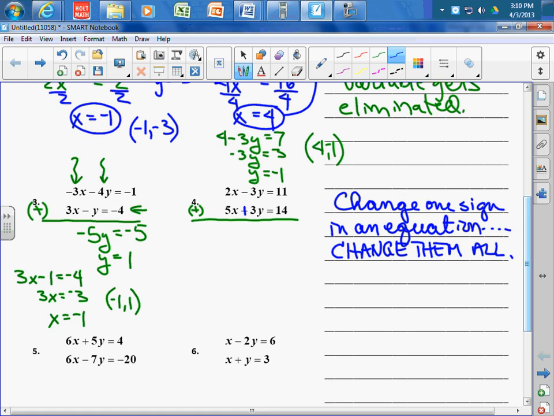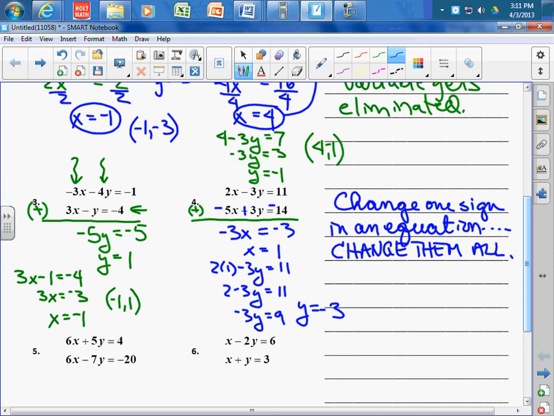It was a positive 5x, now it's a negative 5x. It was a positive 14, that makes it a negative 14. Now when I add, the y's will cancel. I get 2x and negative 5x is negative 3x equals 11 plus negative 14 is negative 3x equals 1. Let's put that into the top equation. 2 times 1 minus 3y equals 11. 2 minus 3y equals 11. Subtract 2 from both sides. Negative 3y is equal to 9. Y equals negative 3. Are we done? No. Make sure you write down the point 1, negative 3.